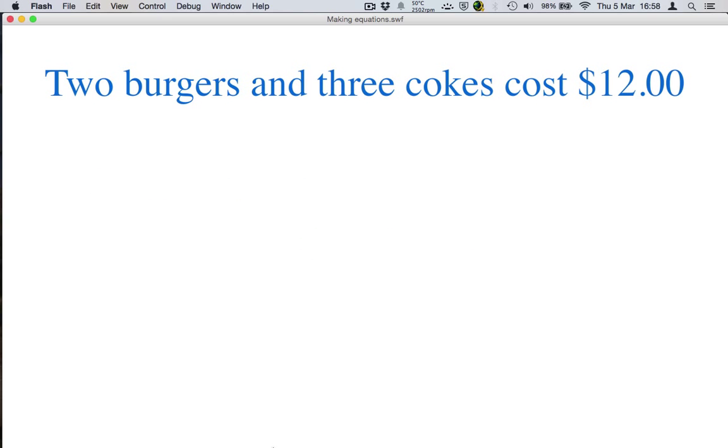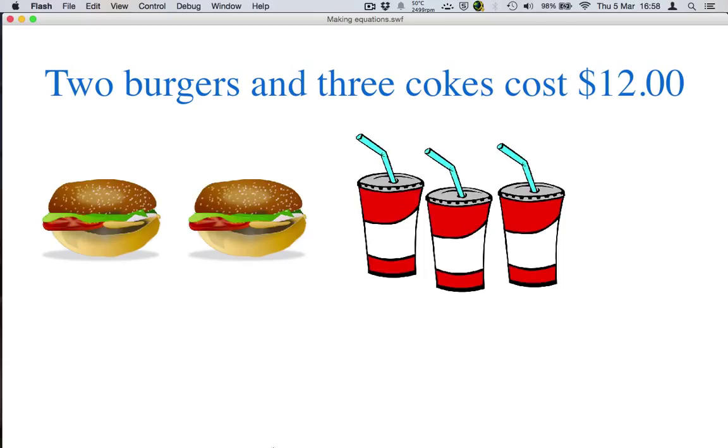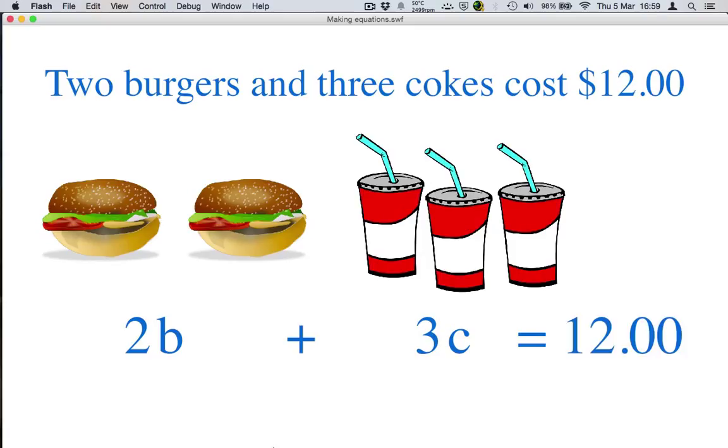So let's have a look at another situation where we could have two unknowns in an equation. Here it says 2 burgers and 3 Cokes cost $12. Now we need to give some letters here. So we have 2 burgers, so perhaps B for the cost of a burger. And we have 2 burgers, so that would be 2B. How about using the letter C for the cost of a Coke? And we have 3 Cokes, that would be 3C. And then if we total all this cost together, it should equal $12.